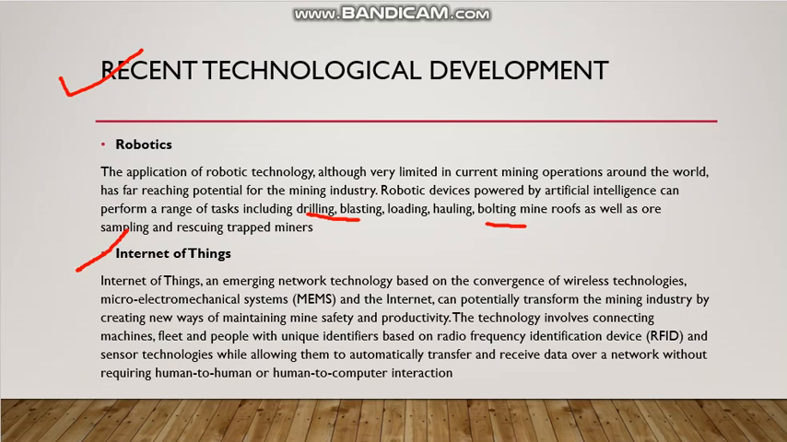Second, we have the Internet of Things, an emerging networking technology based on convergence of wireless technologies, micro-electromechanical systems and the internet. It can possibly transform the mining industry by creating new ways of maintaining mine safety and productivity. It basically involves the use of sensors which are placed in the mines, and it can perform a variety of functions.